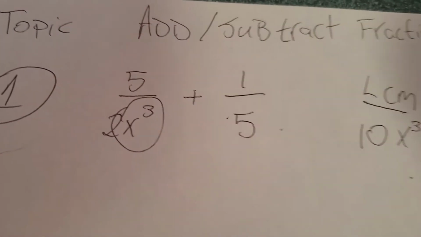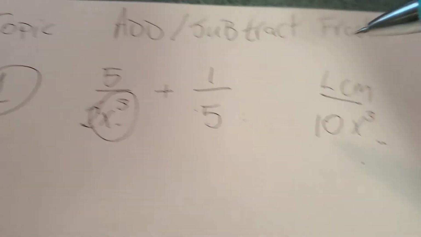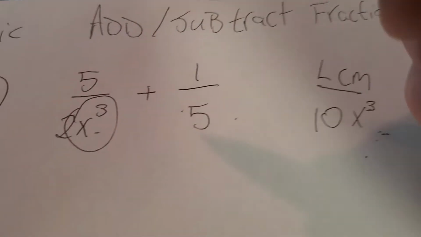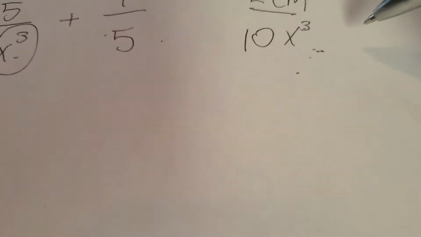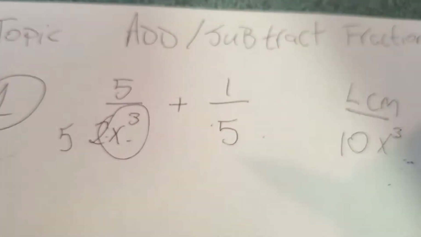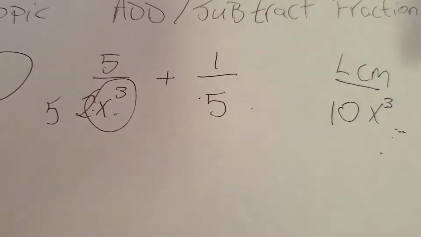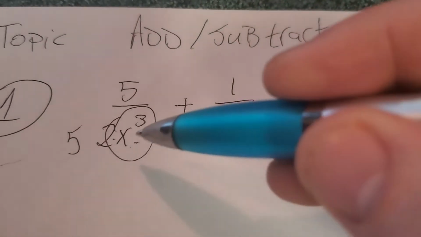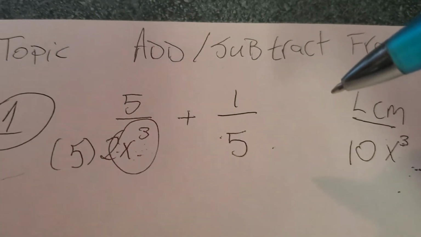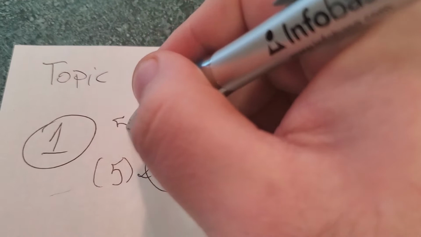So we go back to the problem. Now, I need this to look like that. So I have a 2. I need it to look like a 10. So what do I need to multiply to 2 to get to 10? Well, I'm going to need to multiply 5. Okay, now here I have an x to the third. Here I have an x to the third. That's perfect. I don't have to do anything with that. So if I multiply anything to the denominator, I'm going to have to multiply it to the numerator.